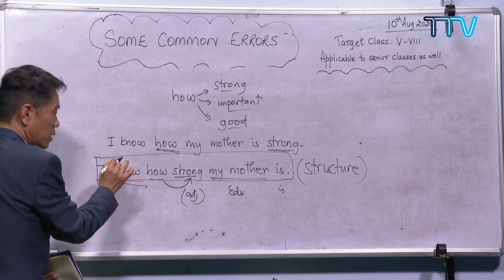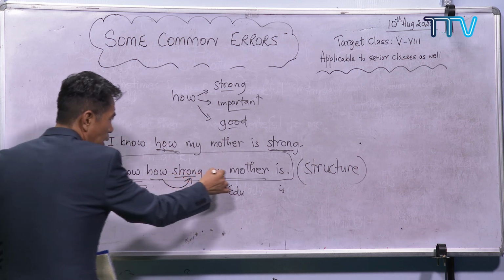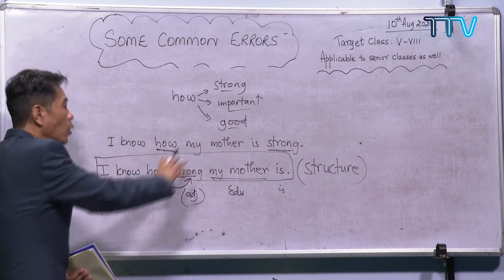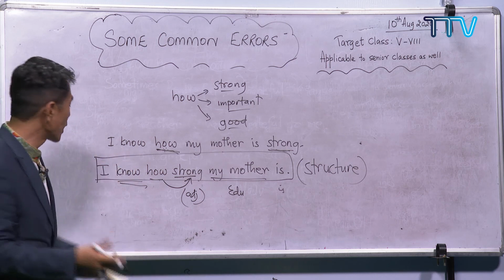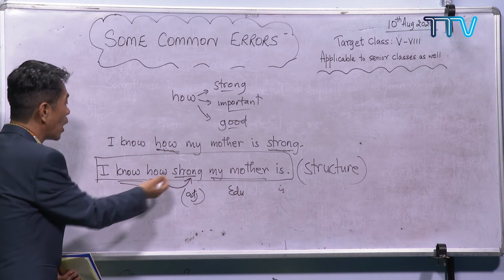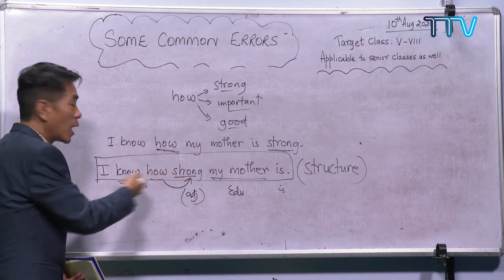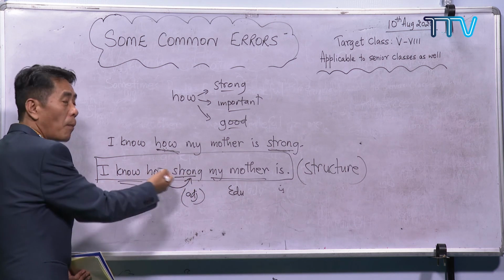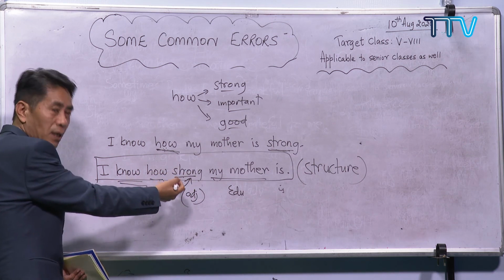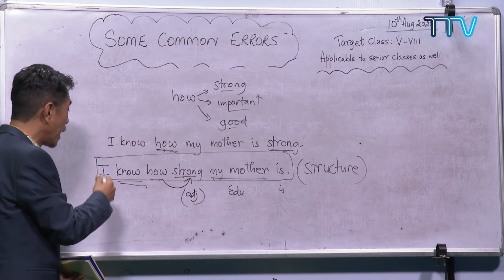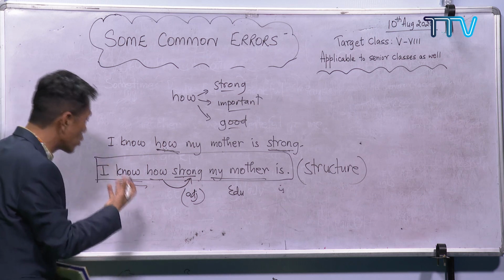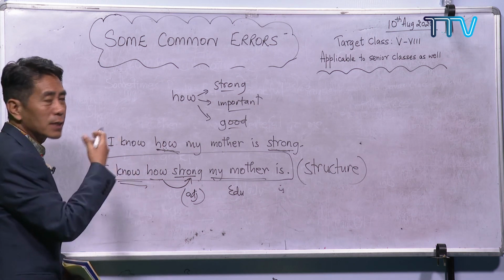When you know one structure, you change the word here and there, and on the basis of that structure, you keep on making up so many sentences. I know how strong, I know how good, I know how difficult, I know how bad, I know how dirty. Now you try to change that into negative. I don't know how strong, I don't know. These are the things that you have to keep in mind.